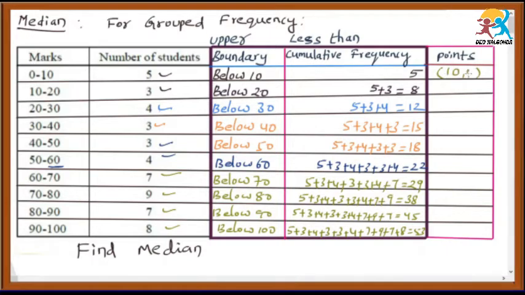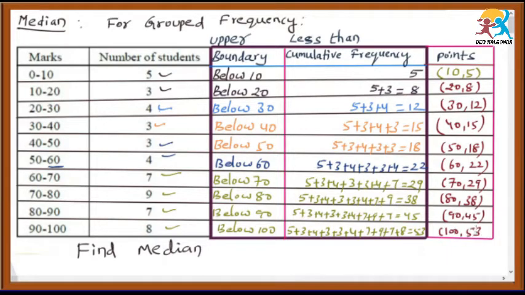The point will be (10, 5), and take the next point, that is (20, 8). So this is useful for drawing the graph. In 10th class you will be asked to find the median by using the graph. There you have to use (40, 15), (50, 18), (60, 22), (70, 29), (80, 38), (90, 45), (100, 53). So the total number of students is 53 actually here.